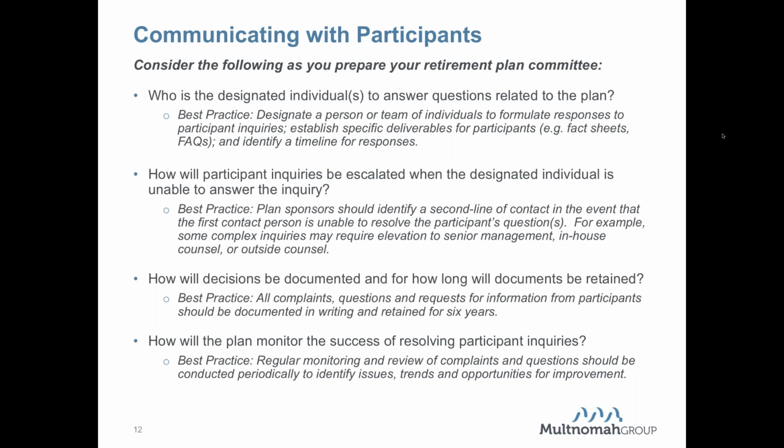So if you have a lot of participants coming in and asking about a self-directed brokerage window, for example, then maybe that's something that you want to consider as a committee. Or maybe you have a lot of participants who are asking a certain question about fees that they don't understand. Then maybe that's something where you'd want to do a group education on fees in the plan, something of that sort. So if you continue to monitor that over time, then you can create proactive communications accordingly.